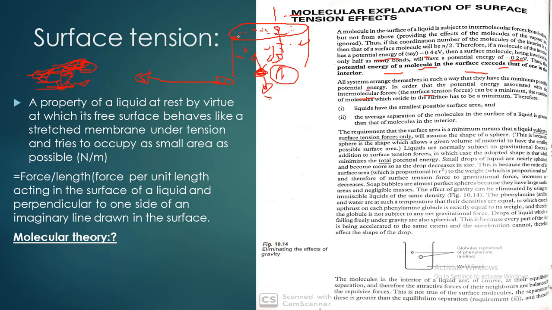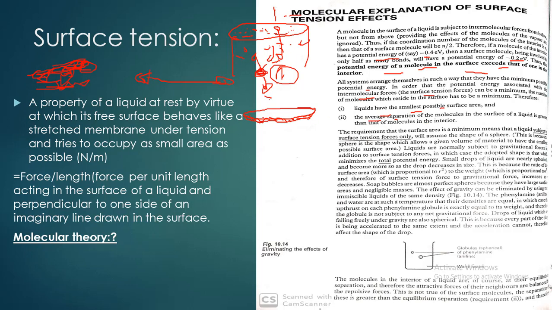So here on top, the interaction forms something like a layer. So if you are having it here, it means a layer is formed here. The layer should be as small as possible, in order to minimize your potential energy and to minimize those intermolecular interactions. So liquids have the smallest possible surface area, and also the average separation of the molecules in the surface of a liquid is greater than that of molecules in the interior.